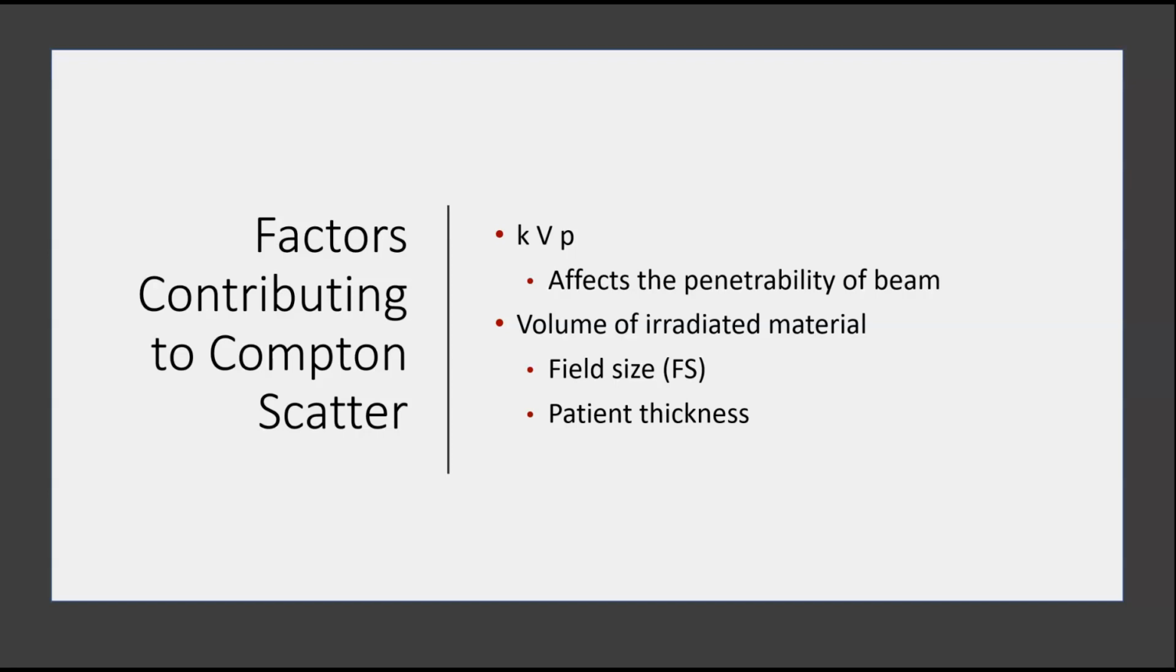So when we take a look at kVp, we're also going to look at the volume of irradiated material. We're going to look at the field size and the patient thickness also. How do they play a role, what are we doing with our kVp, and how is Compton scatter affected by all of this, okay?